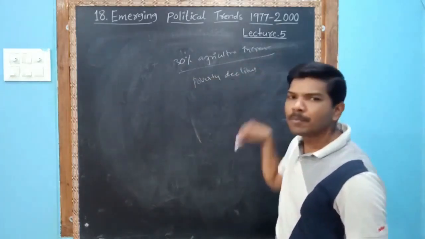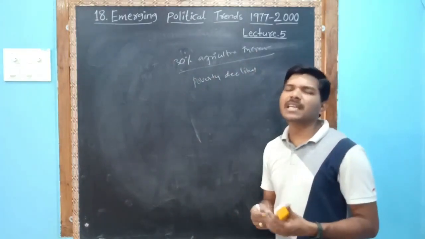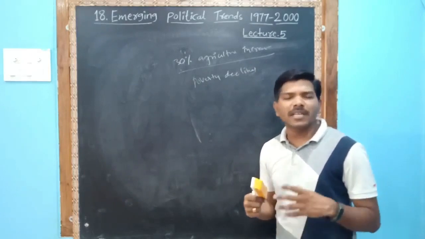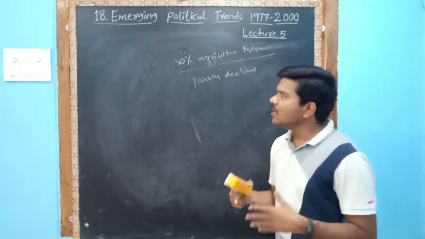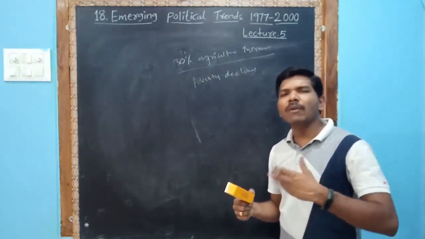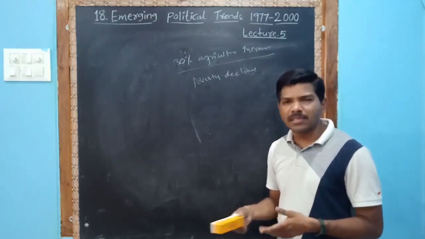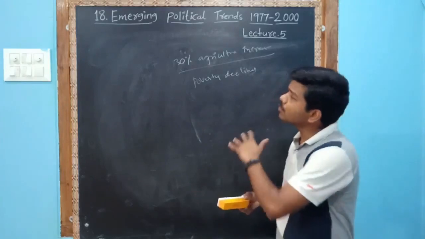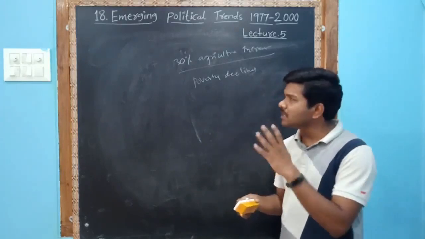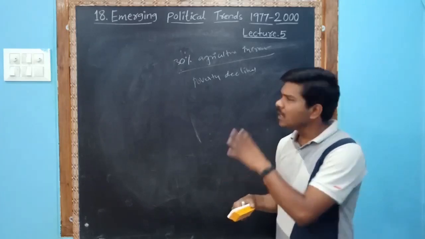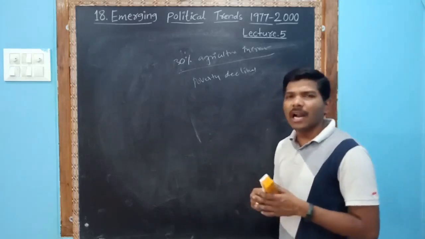Poverty declined. Poverty decreased. Some of the criticism also there. Some of the members say that the CPM government did not implement land reforms properly. They would have to implement them in a stricter, more proper way, some of the members said. But whatever it is, compared to all other states, the CPM party fantastically implemented the land reforms.